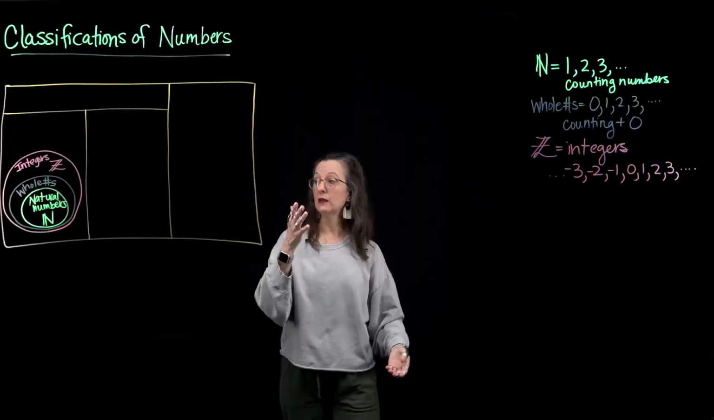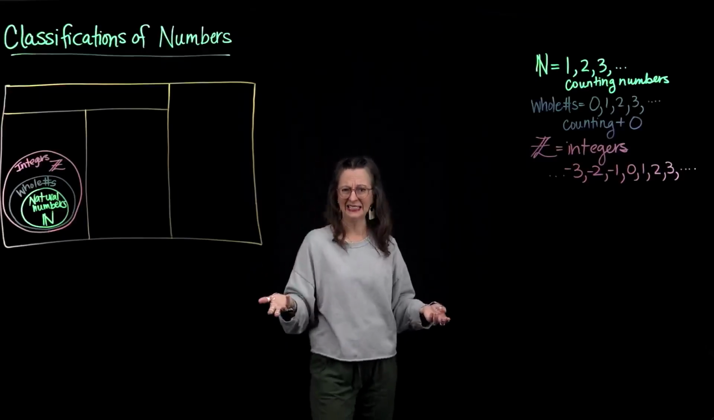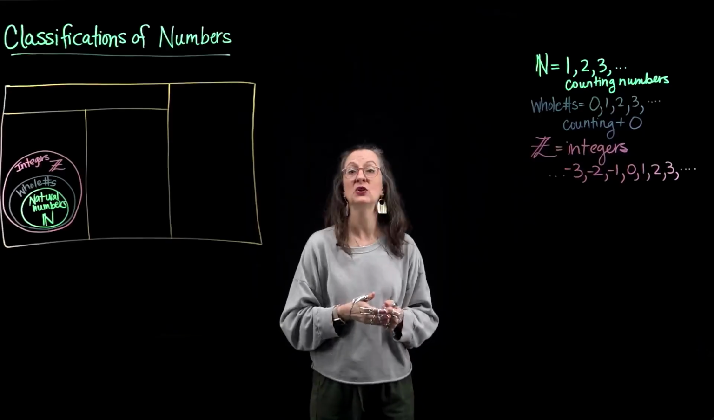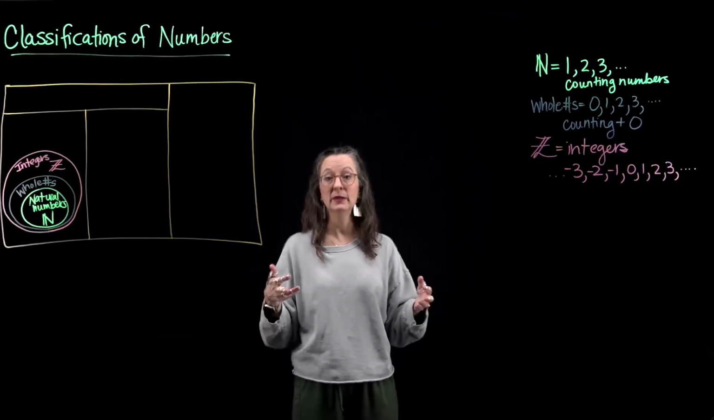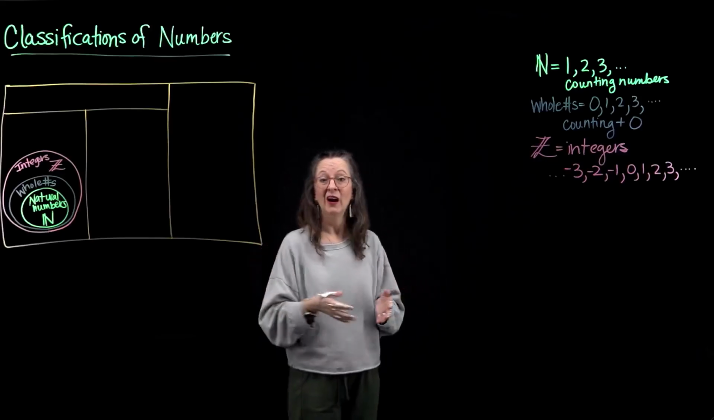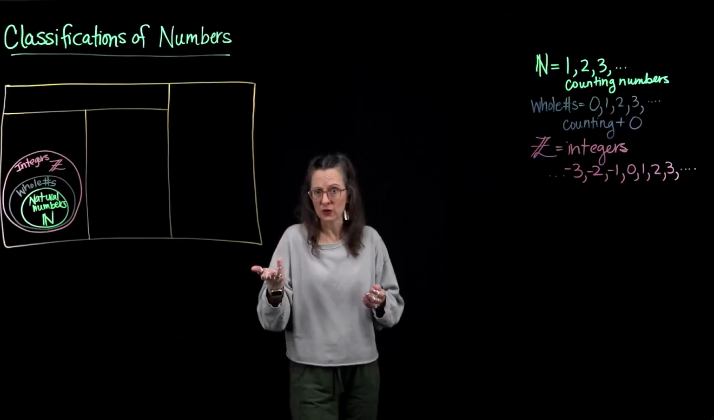Now you might want to know, how come it's a Z? That's kind of silly. There's no Z in integers. It's actually from German. It's the German word for number. And it has a Z in it, of course.